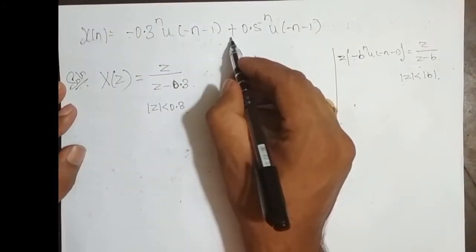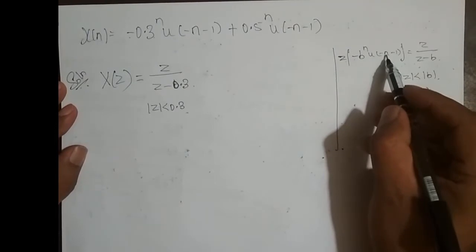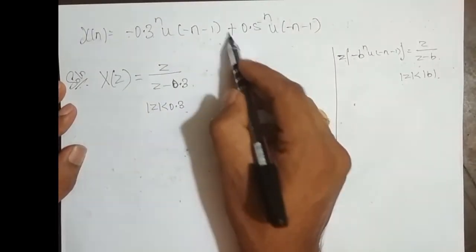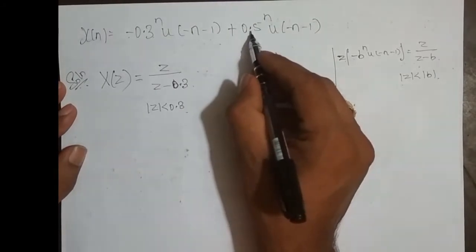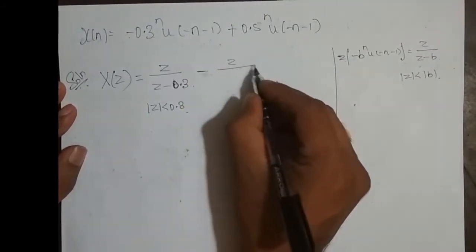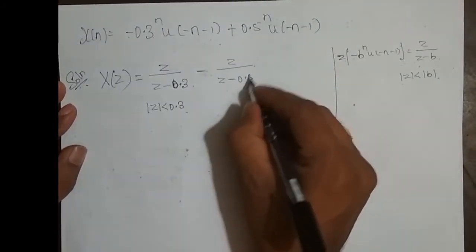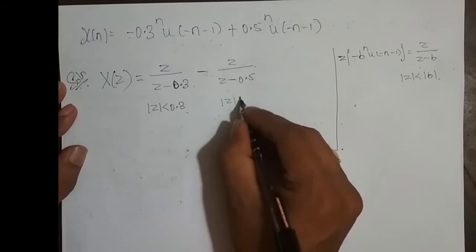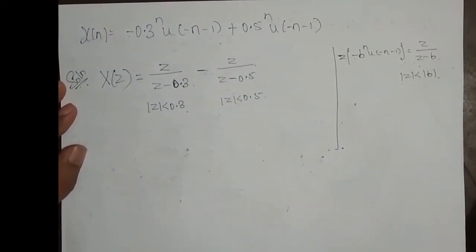Okay. Now we derived this for minus b power n u of minus n minus 1. What we have here is plus, so we have to change the sign. Now 0.5 power n u of minus n minus 1 is minus of z divided by z minus b, where b is 0.5, and here the ROC is magnitude of z less than 0.5. Okay.